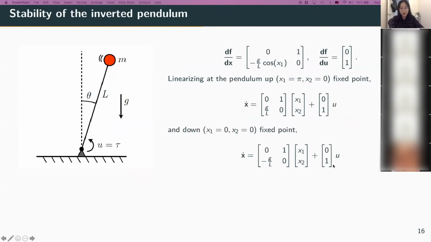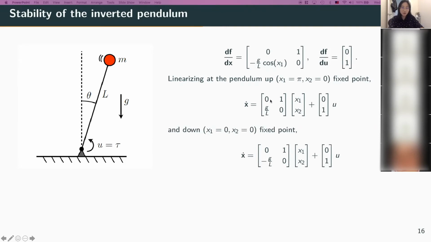If we linearize at the pendulum up fixed point, so x1 equals pi and x2 equals 0, because it's a fixed point, which means theta is not changing, so x2, the rate of change of theta, is 0. Measuring the angle of the pendulum arm from the downward vertical position, the inverted position is 180 degrees, which gives us x1 equals pi. So plugging these numbers into the A and B matrices, we get this.